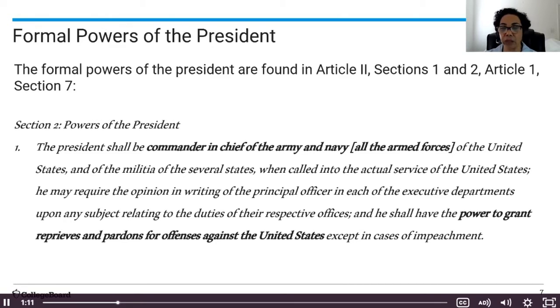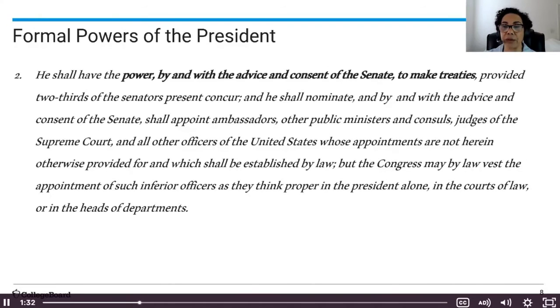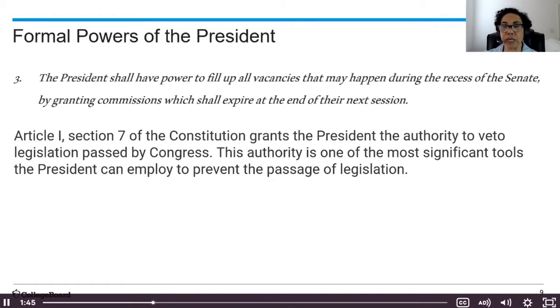So I've highlighted the major parts here that are important. We've got the president's commander-in-chief having the power to be the commander-in-chief of the Army and Navy, and now all of the armed forces, the power to grant reprieves and pardons for offenses against the United States, power with the advice and consent of the Senate to make treaties, and other appointments I think would be associated with the same advice and consent power, and then the power to fill up vacancies that might happen during a congressional recess.